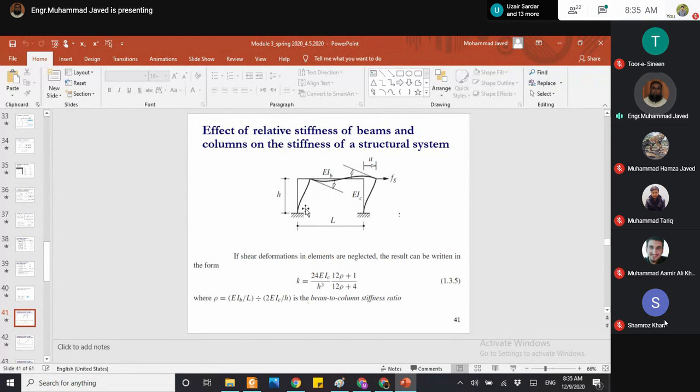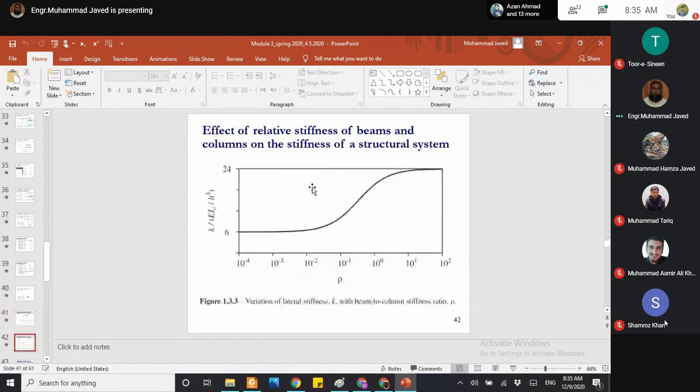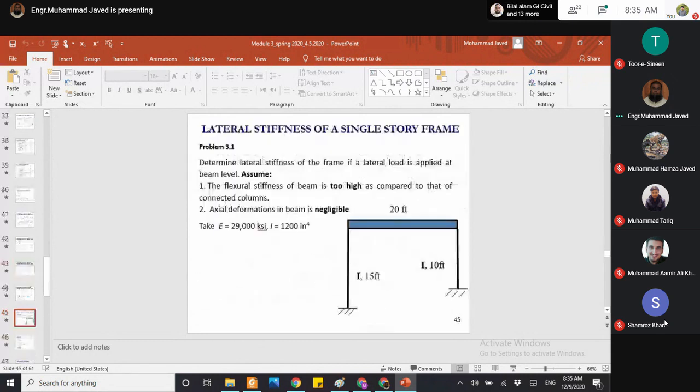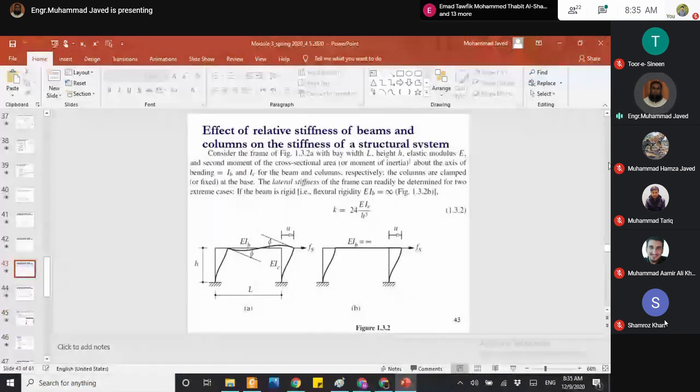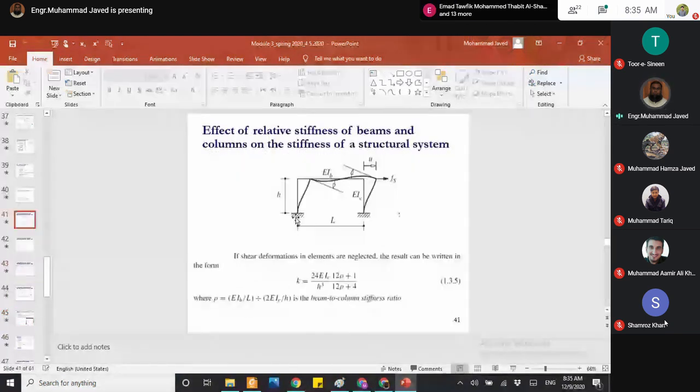And this column can be considered as a fixed-ended column. On the other hand, if the stiffness of beam connected to the column is negligible, beam column joint acts as a free end and we can consider this column as a cantilever column. This is the summary of this topic.